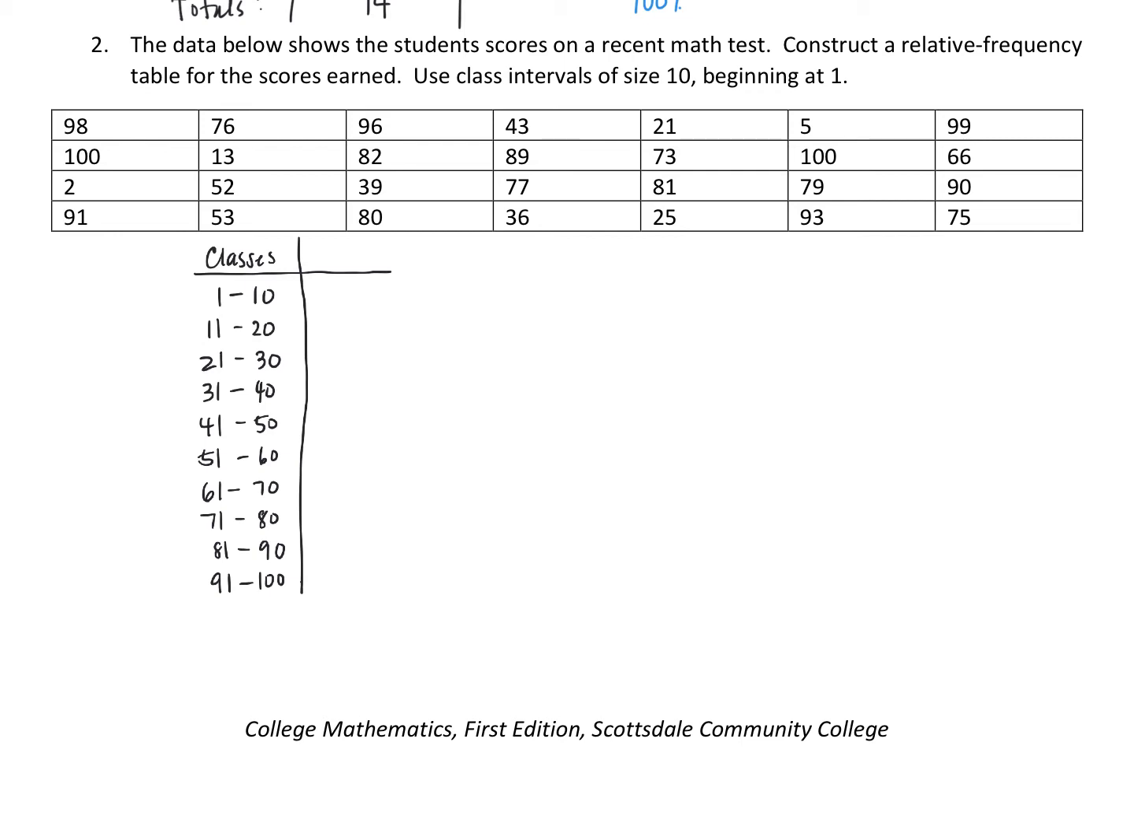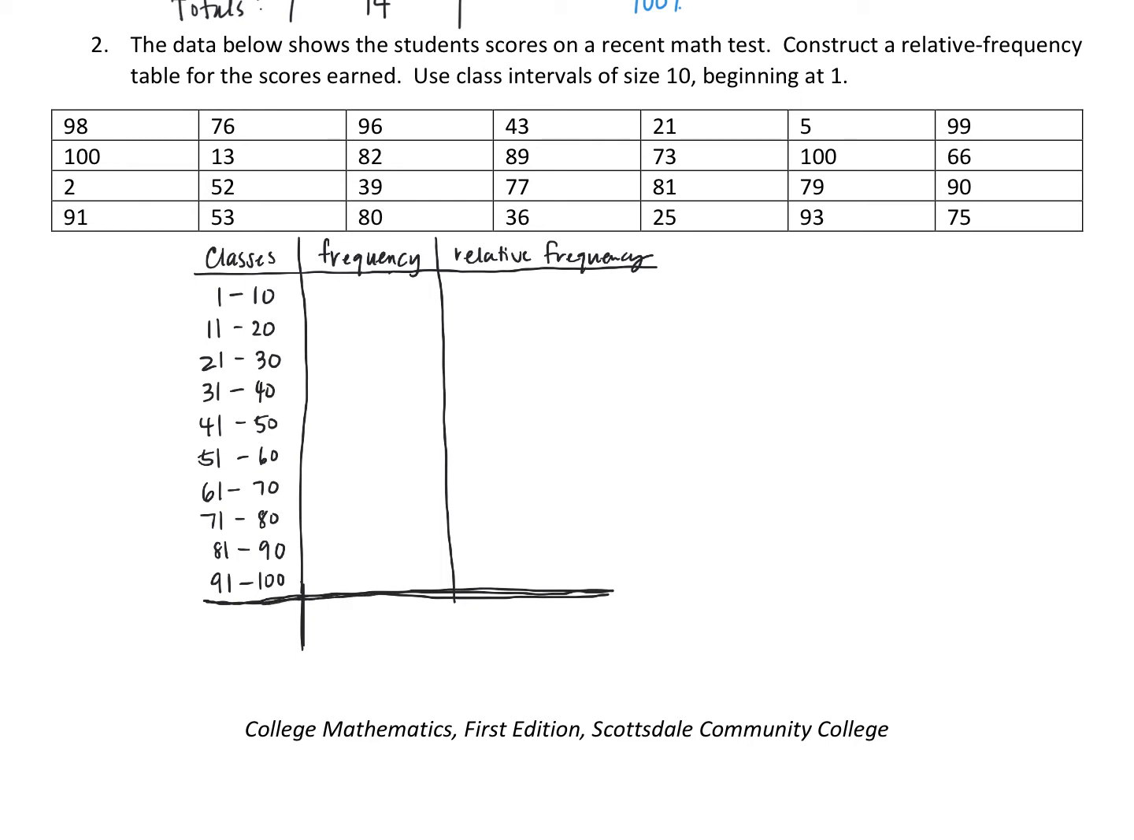So after you determine your classes, the next thing you want to do is get your frequency. So you're going to look at your data and see how many of each value appears within the class. And then you're going to do the relative frequency. Okay, it's helpful at the bottom to get a total. Remember that you will need the total to do the relative frequency.